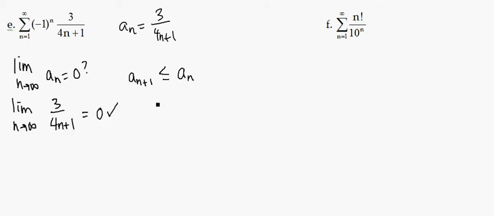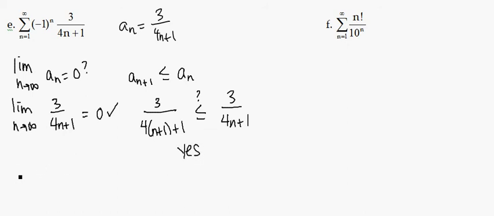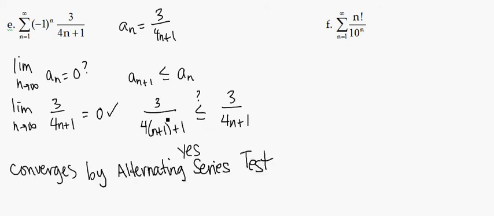And if we look at what happens when we substitute n plus 1 into the denominator versus just the original series, we see that making the denominator bigger will make the entire fraction smaller. So yes, this one is true also. So this converges. But now, since it converges by the alternating series test, we still have to test to see if it converges absolutely or conditionally.